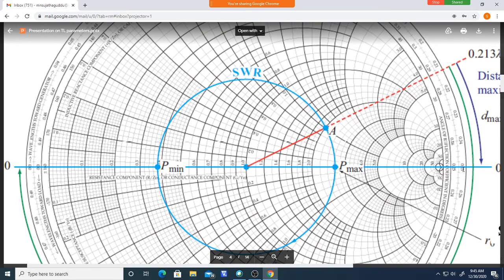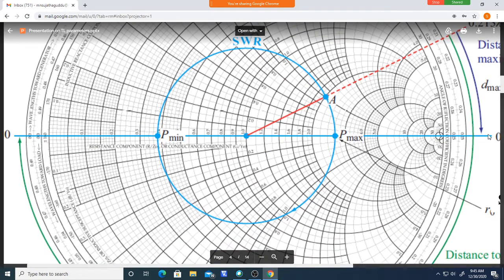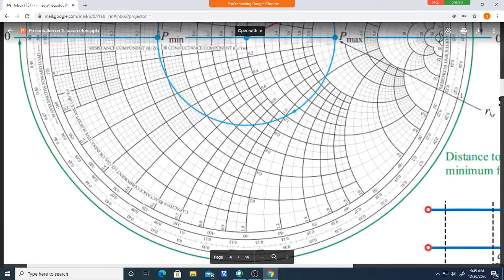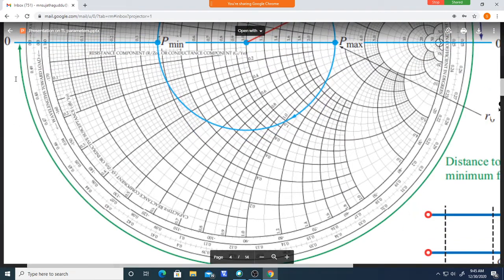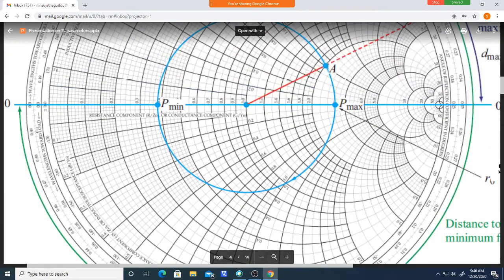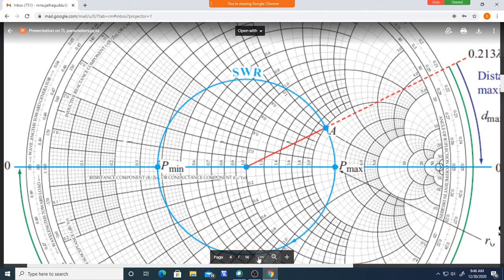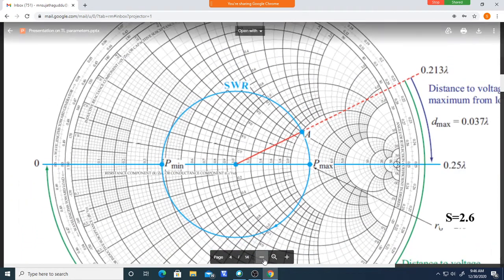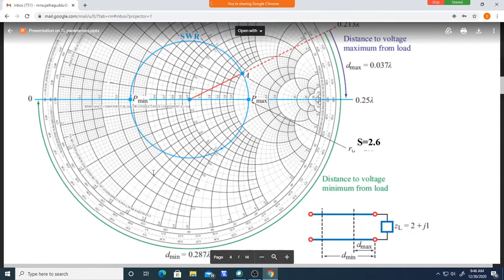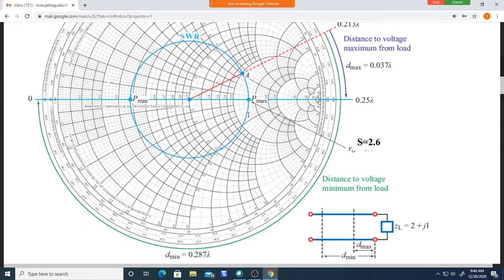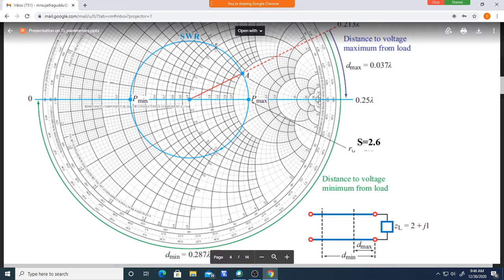So from here to here is 0.25, and again from here to here 0.25, that is 0.5. See, 0.49, this is 0.5. So if you travel one complete circle, we will be traveling a distance of 0.5 lambda on the Smith chart. You started from here, moved like this and came back to the position here. So we traveled a distance of 0.5.